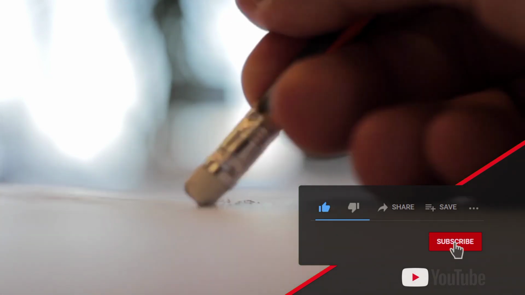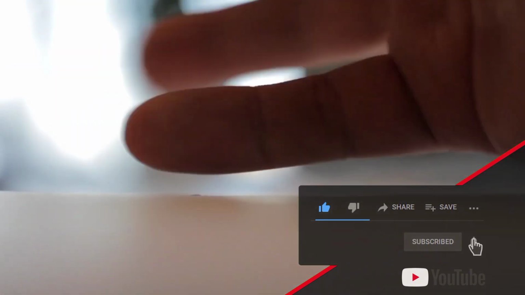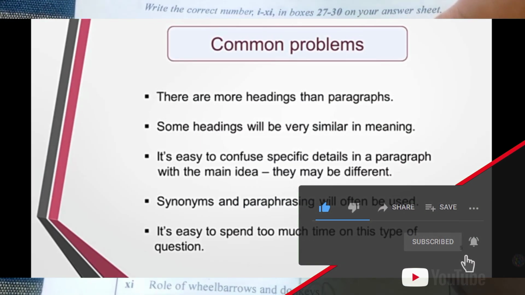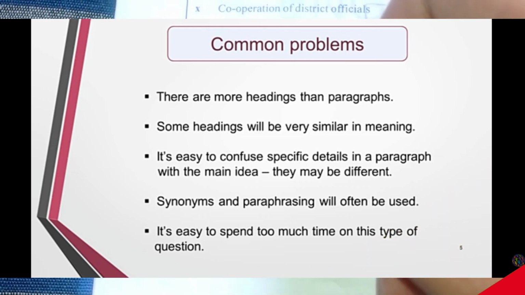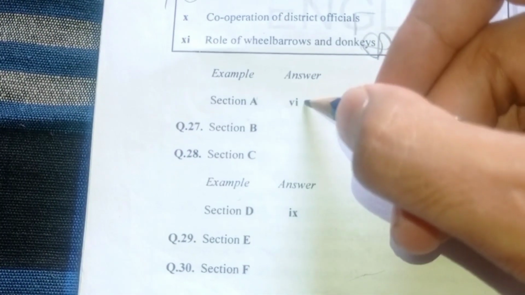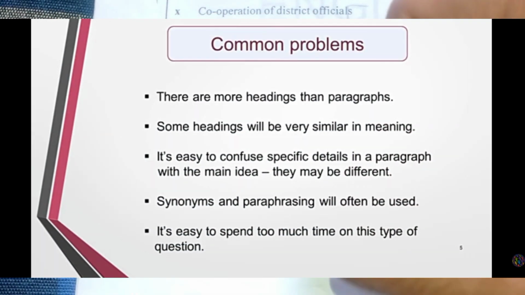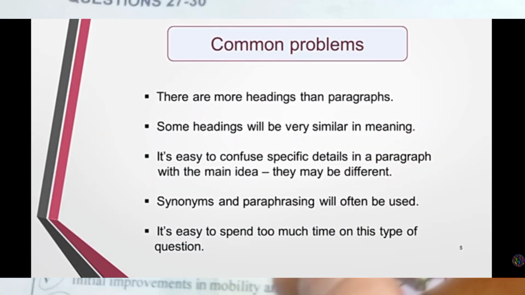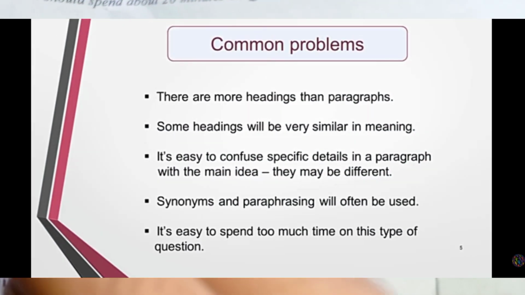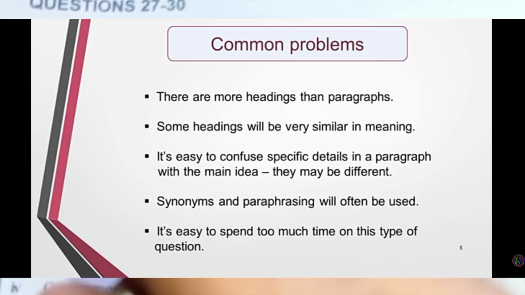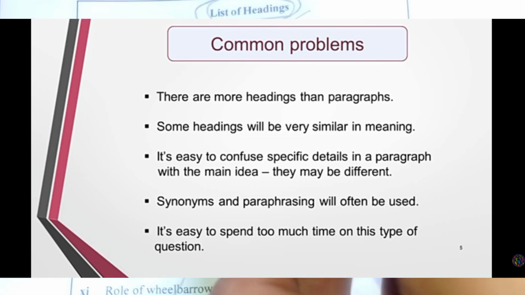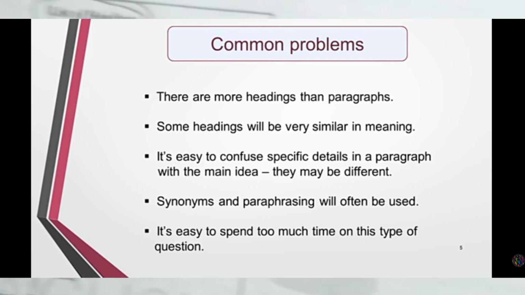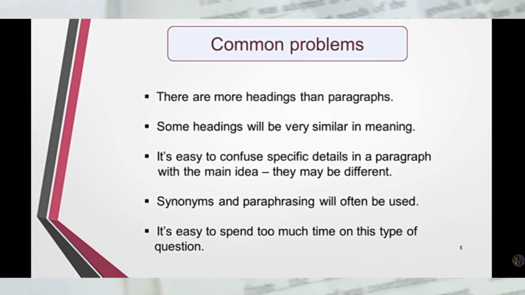So let's look at some common problems which most students face while solving list of headings. The first most common problem is that there are more headings than paragraphs, and it becomes difficult to know which heading is correct. The next difficulty is that some headings are very similar in meaning. You guys get confused between two headings about which one is correct, because most of the headings are similar to each other. They are called traps. So be aware of traps in this type of question.